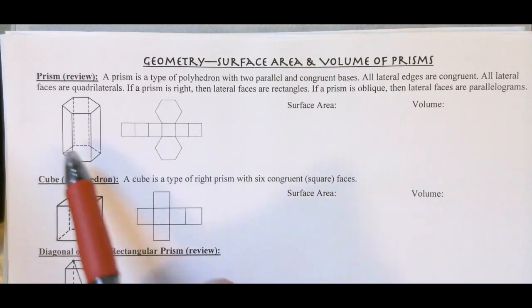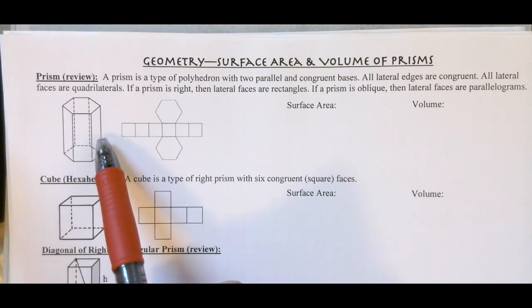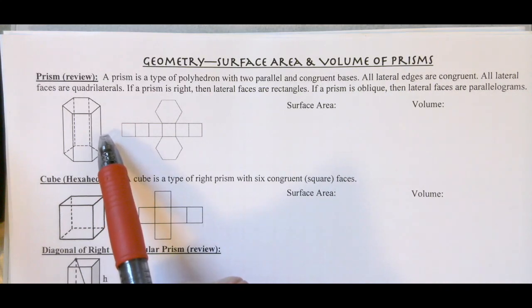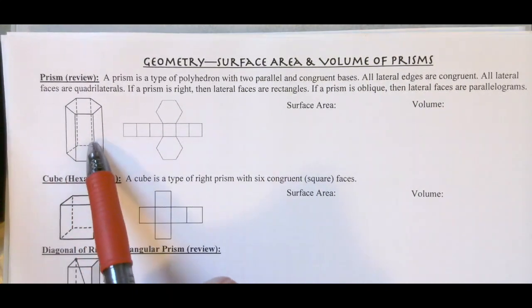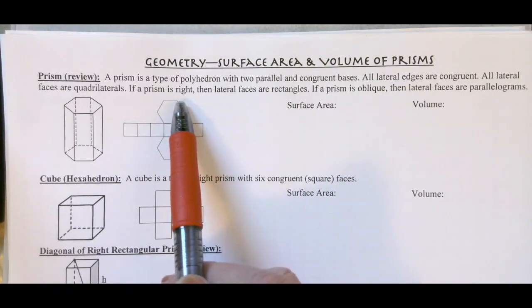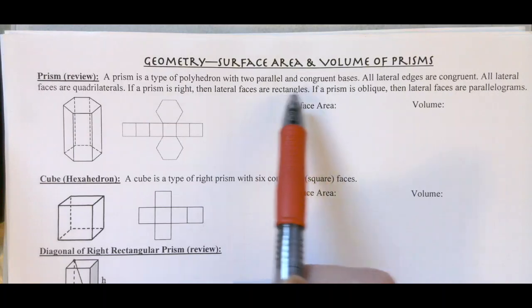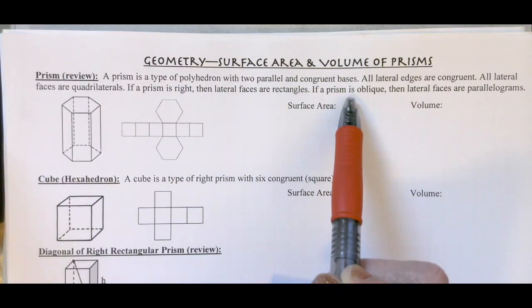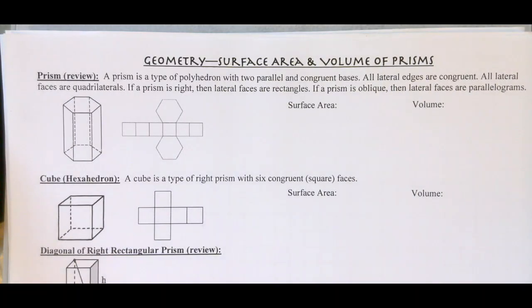All of those side faces here that wrap around, those are your lateral faces. They have to have four sides. They're all quadrilaterals because they're made up of base edges and lateral edges. Lastly, if a prism is right, those lateral faces are rectangles. If oblique, those lateral faces are parallelograms. All right, so our focus here is on right prisms.